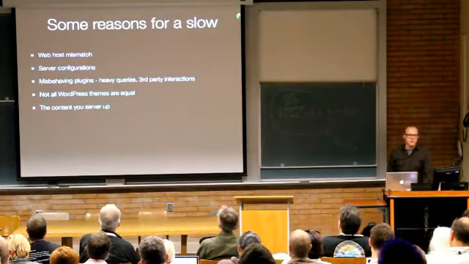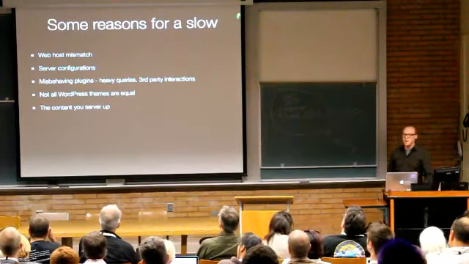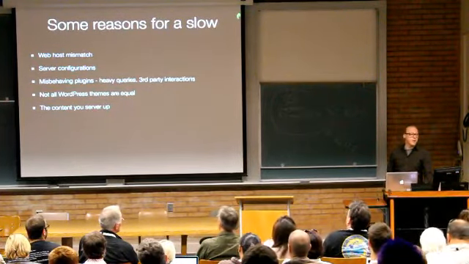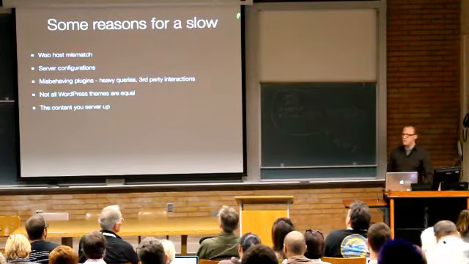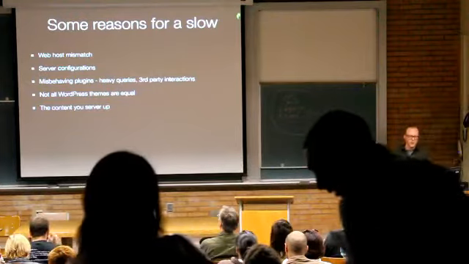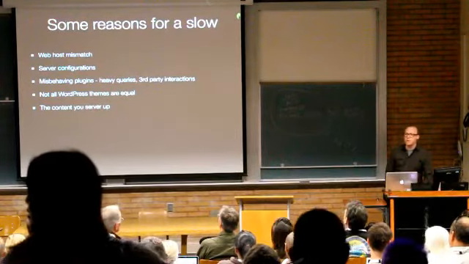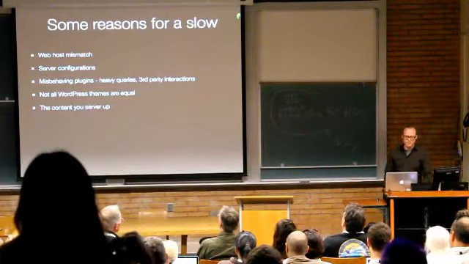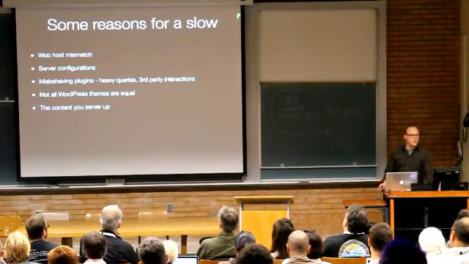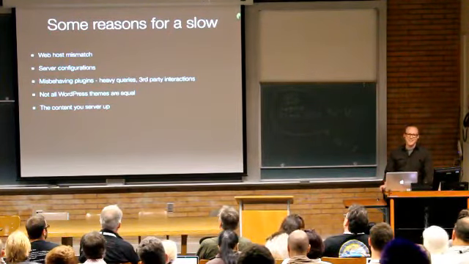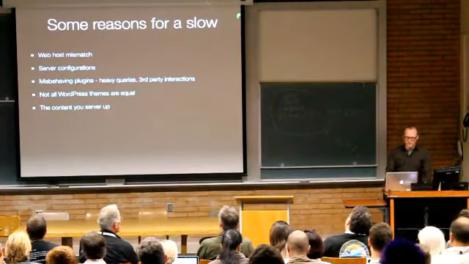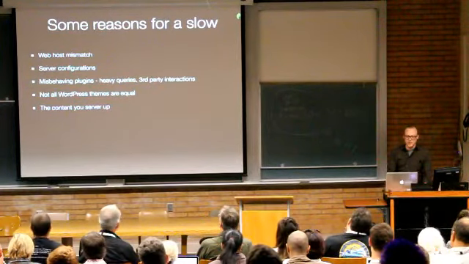Okay, what are some reasons for having a slow WordPress site? Your web host might not be the right web host choice for you. Your server configurations might be off. It might not be optimized in the way that's optimal for your site. You might have some plugins that are misbehaving. They're making too many queries. They're connecting to too many third-party services. They're just bogging everything down. Right? Also, we're going to be talking about themes. Not all the themes are created equal. There's some themes out there that I've seen that do some pretty crazy stuff, and some ones that are really minimalistic. Right? And finally, the content that you put on your site is going to matter.